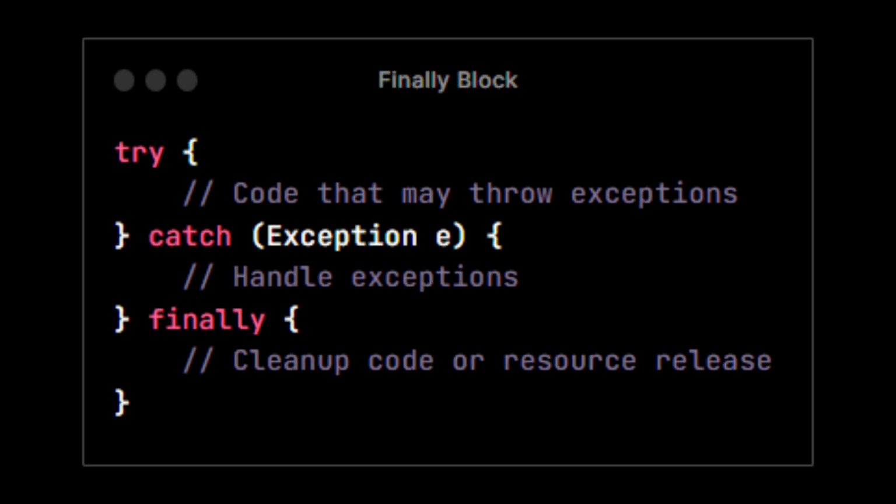Finally block. The finally block is optional and is used to execute code regardless of whether an exception occurs or not. This block is typically used for cleanup operations or releasing resources. In this example, we'll include a finally block.